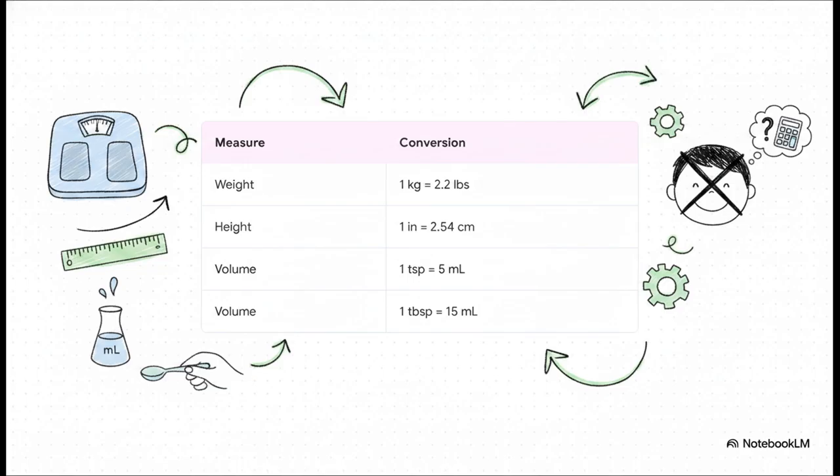If a parent tells you their kid is 44 pounds and 40 inches tall, you have to convert that. So 44 pounds becomes exactly 20 kilograms. 40 inches becomes roughly 101.6 centimeters. And for volume, a standard teaspoon is exactly 5 milliliters. Just lock these into your memory.